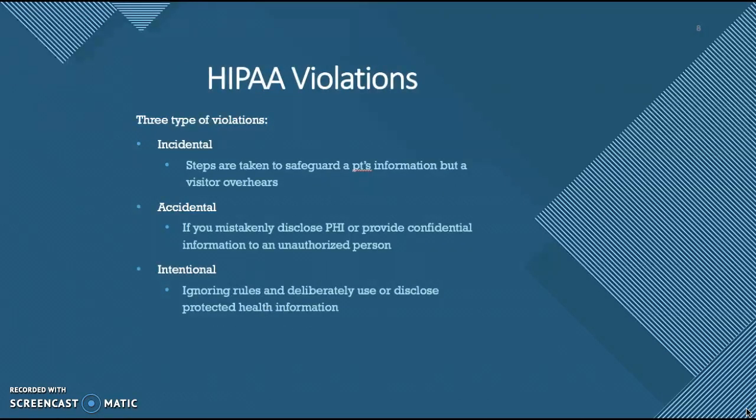HIPAA violations. There are 3 types of violations. First, incidental violations occur even if the necessary steps are taken to safeguard a patient's information, and a visitor happens to overhear or see personal health information. Accidental violations are when a person mistakenly discloses personal health information or provides confidential information to an unauthorized person. Intentional violations are when a person ignores the rules or deliberately uses or discloses protected health or confidential information.